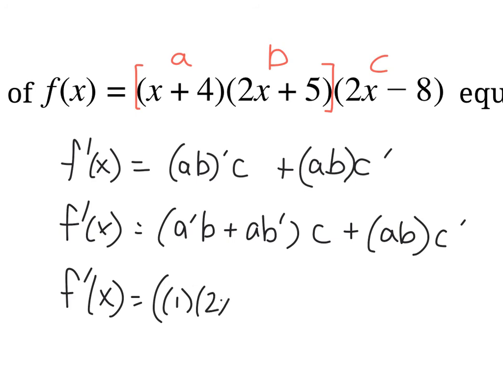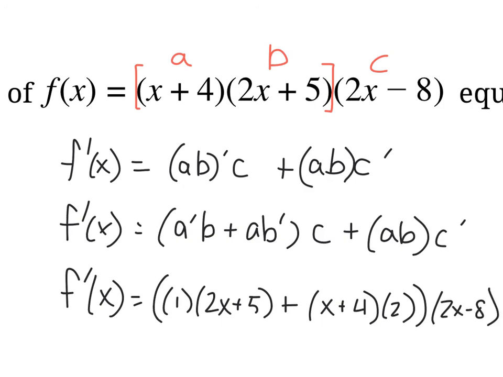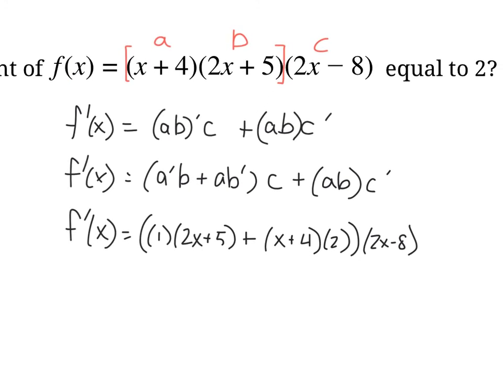b is 2x plus 5. And then we're going to add to that a times b prime. So a is x plus 4, the derivative of b is just 2, and then we're going to multiply the whole thing by c. And c is just 2x minus 8. I'm going to continue underneath here just to make it fit nicely on the screen. So plus ab, and ab is x plus 4 times 2x plus 5. That's ab times c prime, and c prime is just 2. All right, that's our derivative.